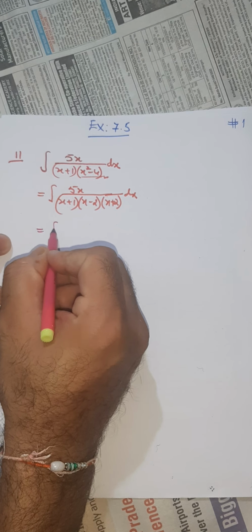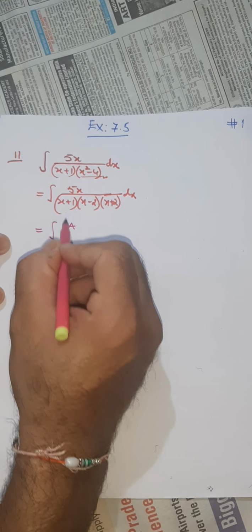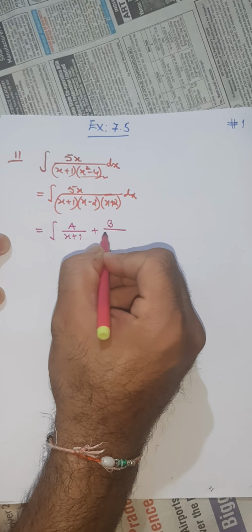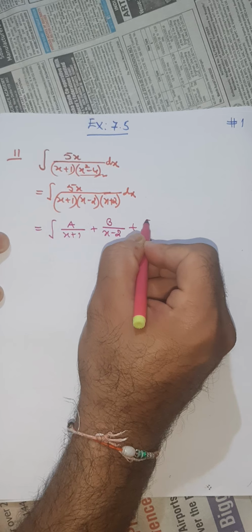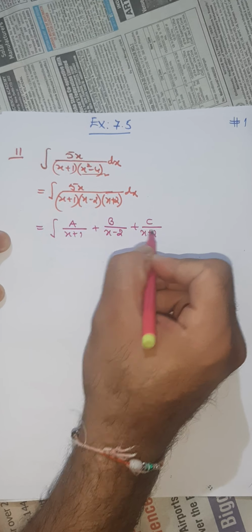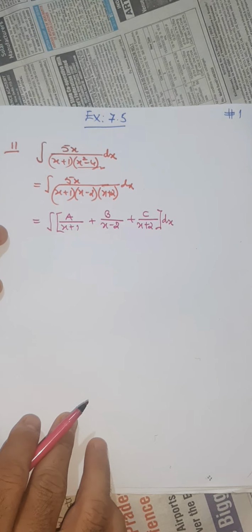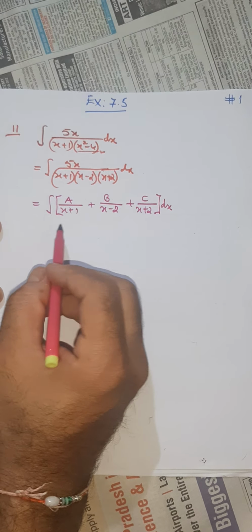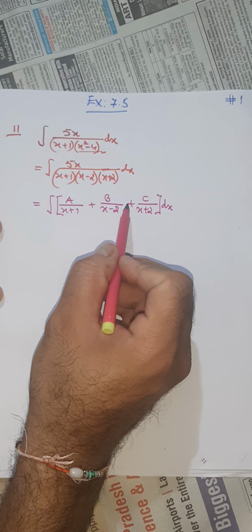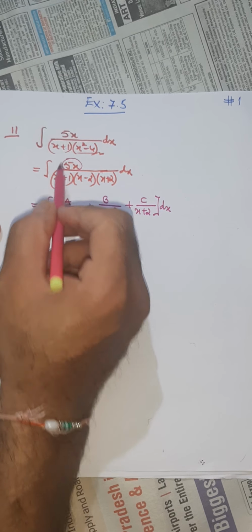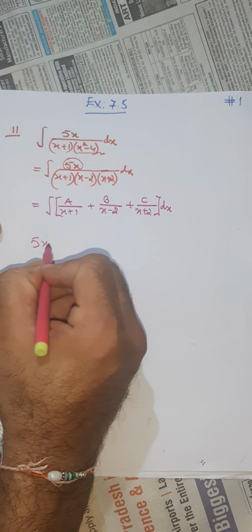So this is equal to one constant upon one linear factor plus another constant upon another linear factor plus a third constant upon the third linear factor, the whole dx. Now as you know, we get A, B and C. How do we find them? Just by comparing numerators. What is the numerator here? 5x.